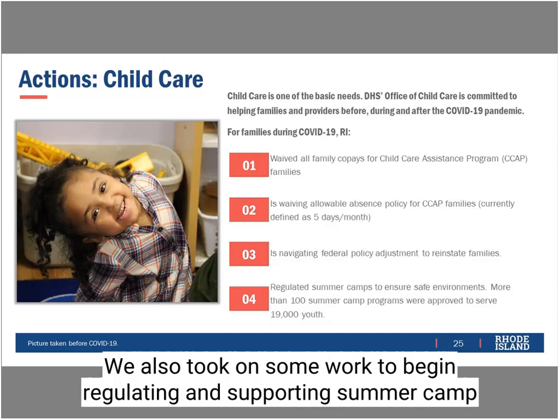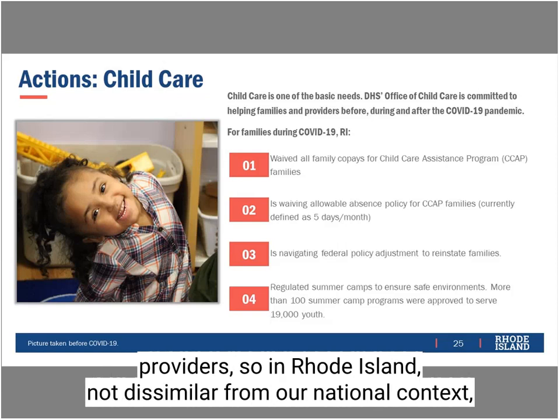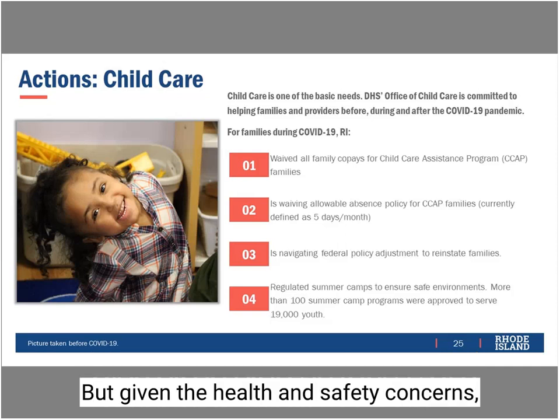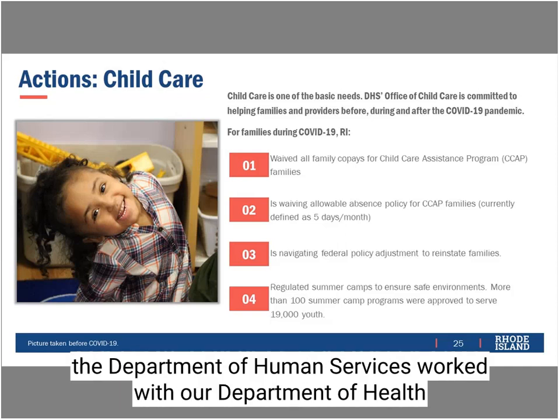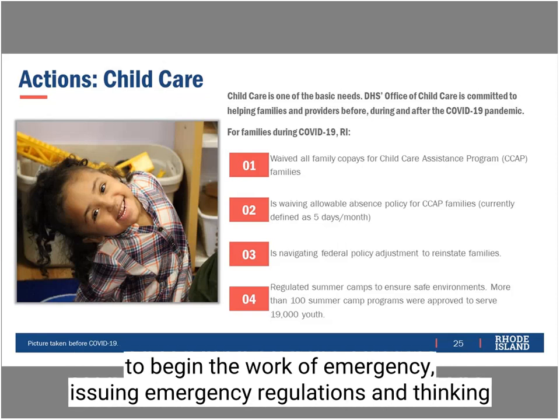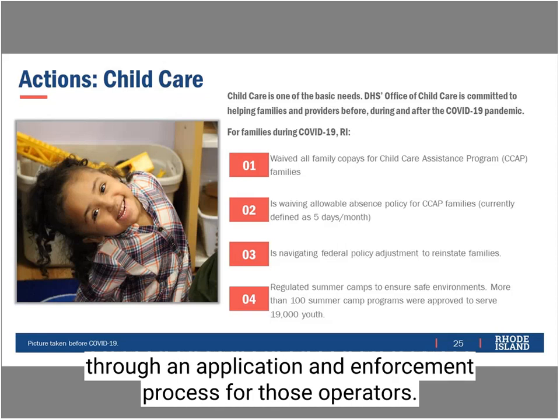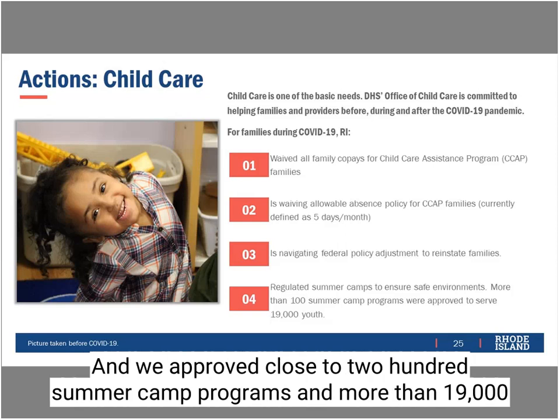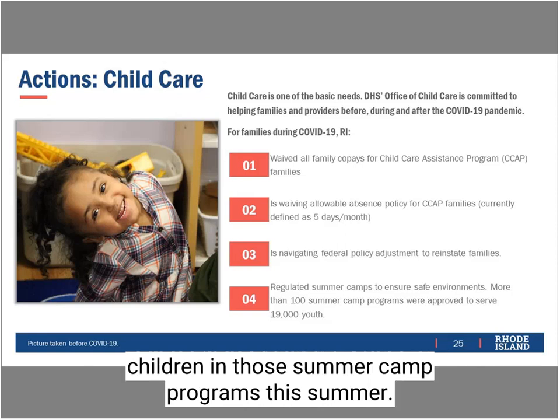We also took on some work to begin regulating and supporting summer camp providers. In Rhode Island, not dissimilar from our national context, summer camp providers were previously unregulated prior to COVID-19. But given the health and safety concerns, the Department of Human Services worked with our Department of Health to begin the work of issuing emergency regulations and thinking through an application and enforcement process for those operators. We approved close to 200 summer camp programs and served more than 19,000 children in those summer camp programs this summer.